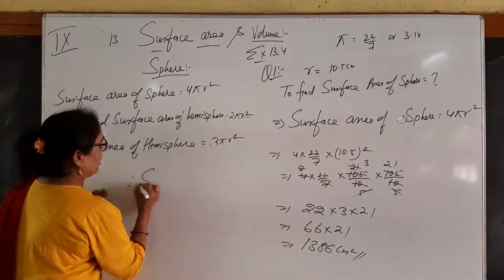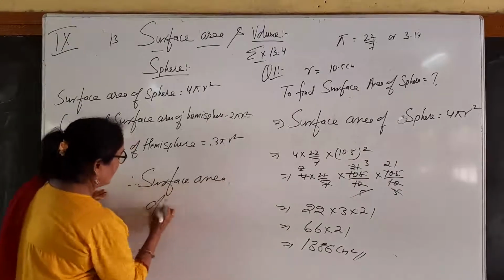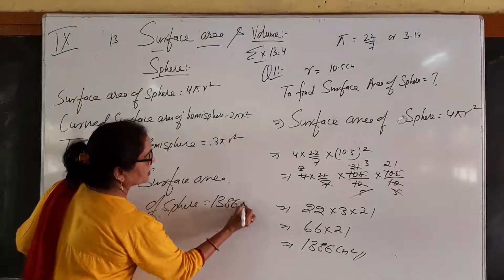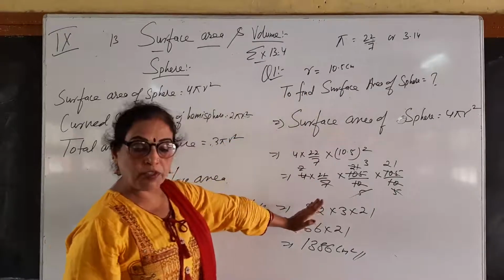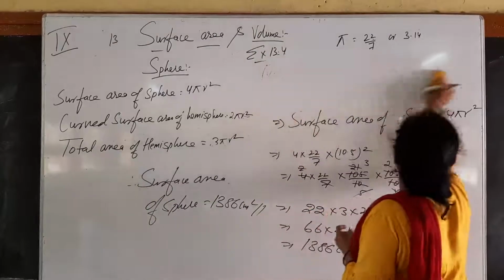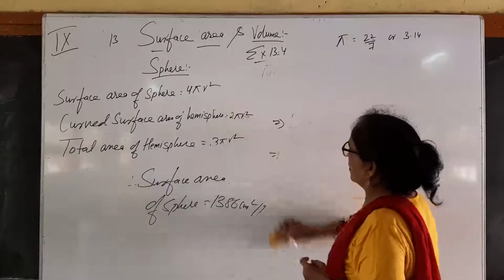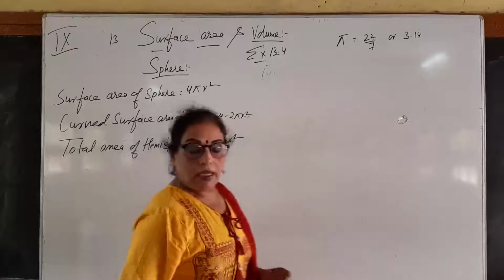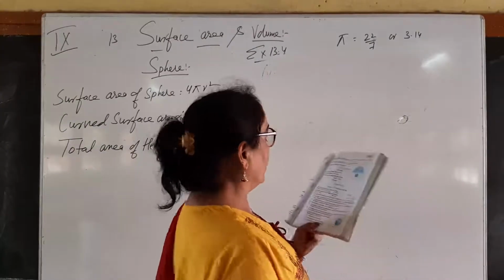Therefore, surface area of sphere is equal to 1386 centimeter square. This is the answer. Directly value is given, we will put the value in the formula. We will do one more question. Question number 2. Next, again find the surface area of sphere.